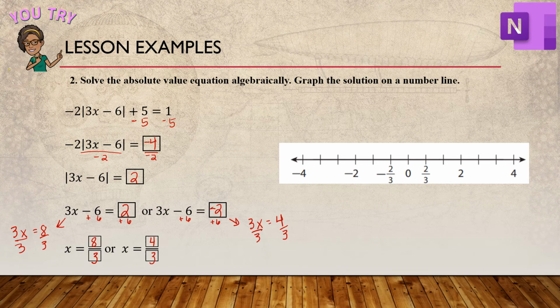So if we are plotting 8 over 3, 8 over 3 is approximately 2 1/3, so we're looking at maybe somewhere here. And then 4 over 3 is approximately 1 1/3, so we're looking at somewhere probably here. So these are our two solutions on the number line.